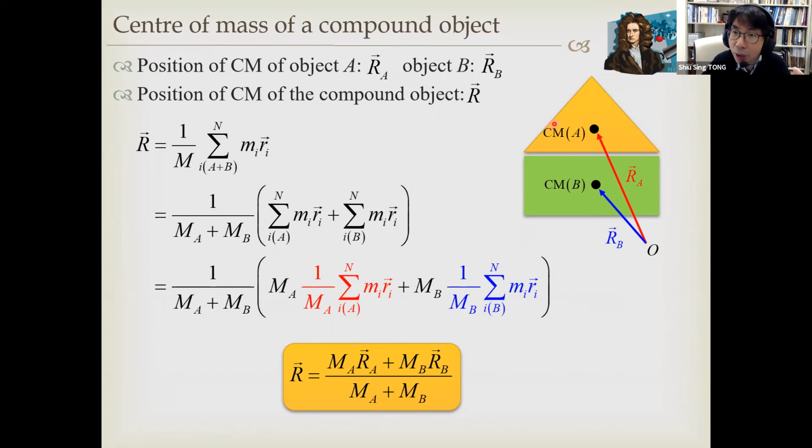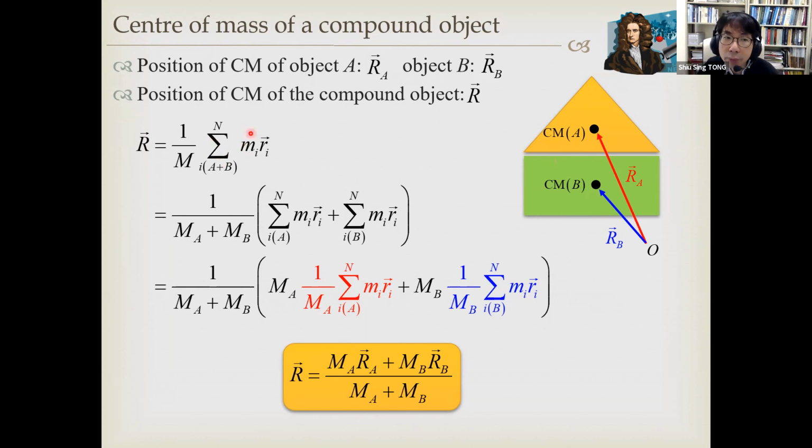A composite system consists of two or more bodies, and the position of the center of mass of each is known. For example, here we have two bodies, A and B. The position of the center of mass of the first body is RA. For the second body, the position is RB. When the two bodies are put together, what is the position of the common center of mass? We regard them as a body as a whole, so we are going to find that out.